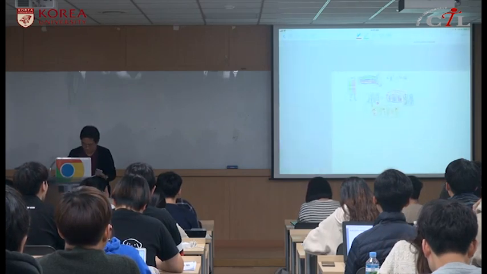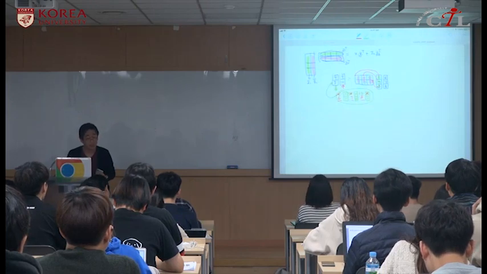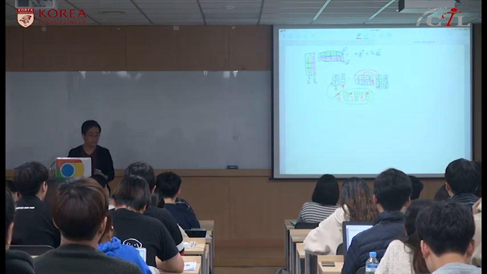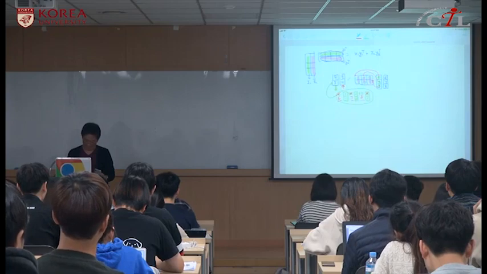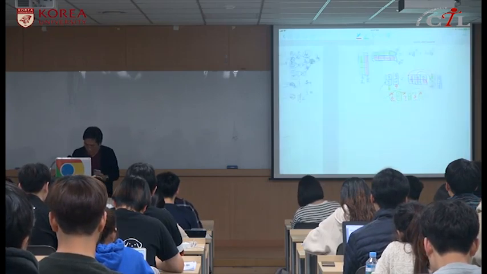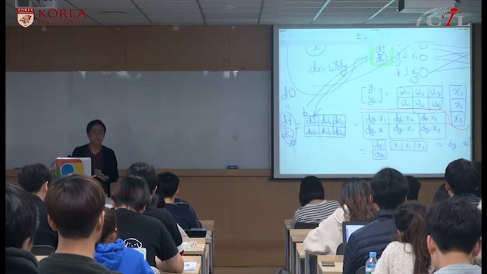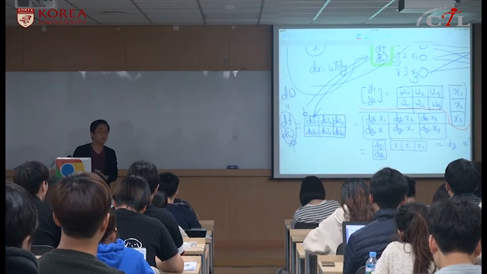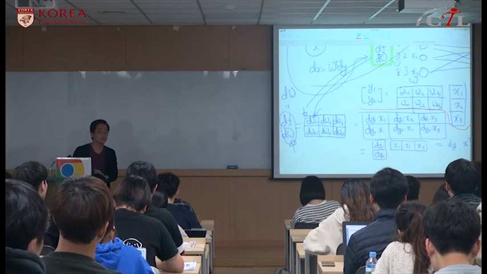Okay, so this was a column combination view of a matrix multiplication. And then let's go back to this derivative with respect to our matrix W.